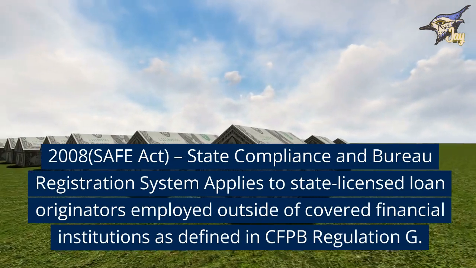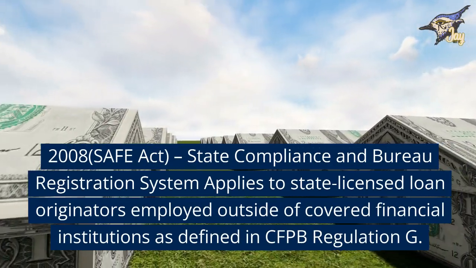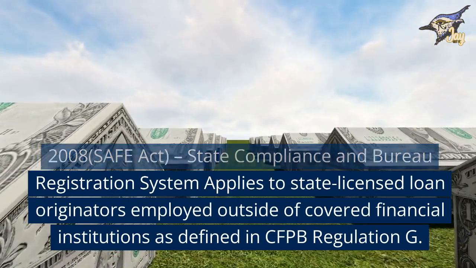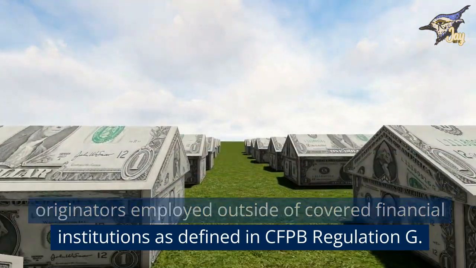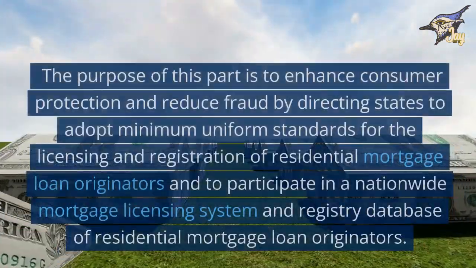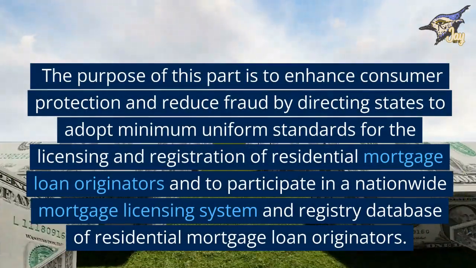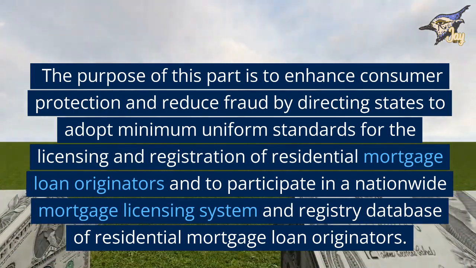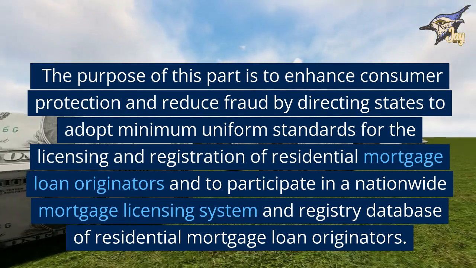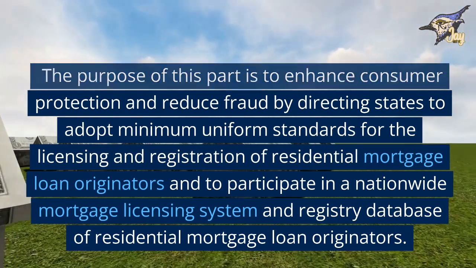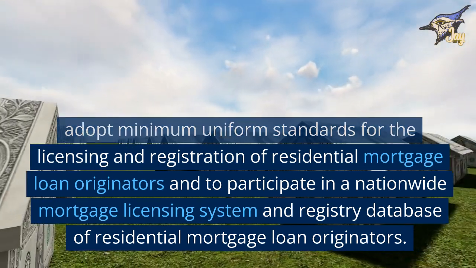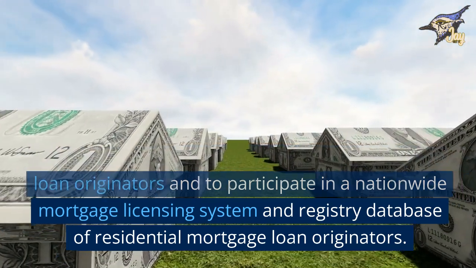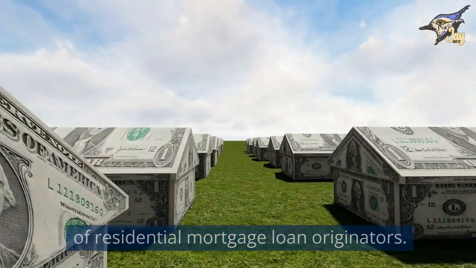CFPB Regulation H, Secure and Fair Enforcement for Mortgage Licensing Act of 2008, SAFE Act, State Compliance and Bureau Registration System applies to state-licensed loan originators employed outside of covered financial institutions as defined in CFPB Regulation G. The purpose of this part is to enhance consumer protection and reduce fraud by directing states to adopt minimum uniform standards for the licensing and registration of residential mortgage loan originators and to participate in a nationwide mortgage licensing system and registry database of residential mortgage loan originators.